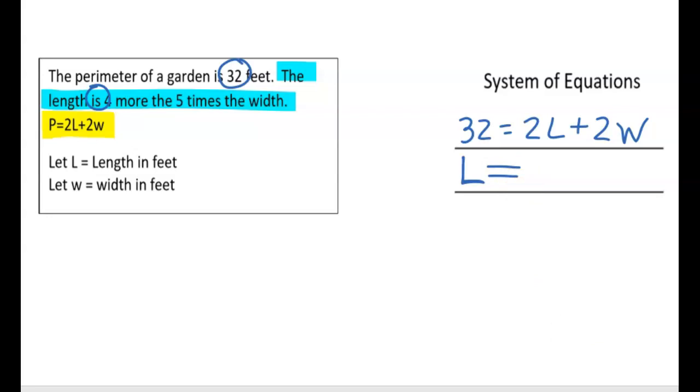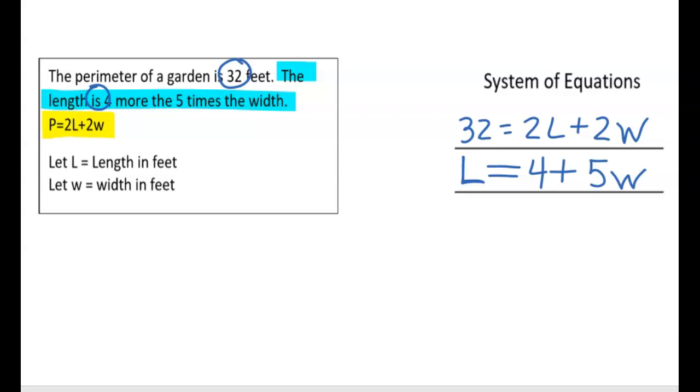Then it says for more. Is more add, subtract, multiply, or divide? So for more. For more than what? Not the width. 5 times the width. Times means multiply. So 5 times the width. The length is 4 more than 5 times the width. And that's all we're doing today, is writing the equation down, and then we'll come back and learn how to solve it later.